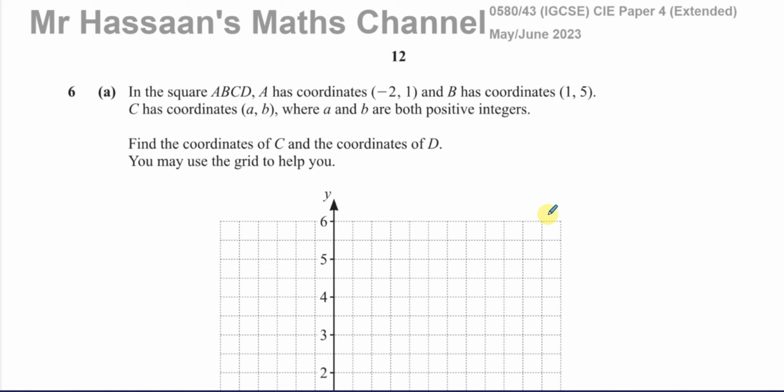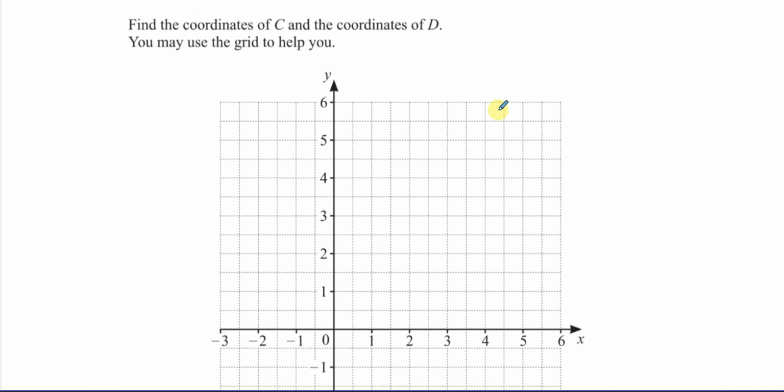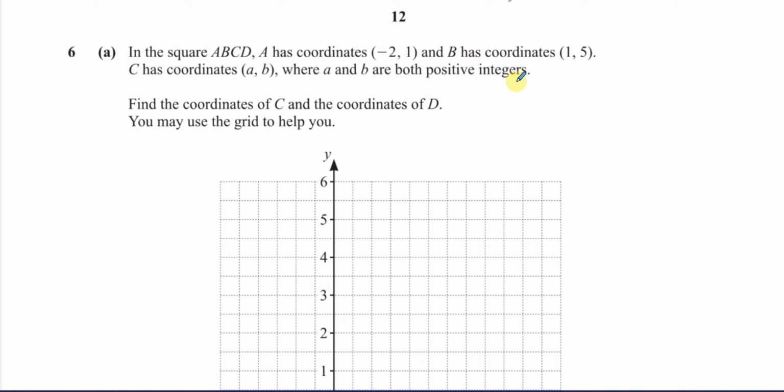I'm answering question number 6 from the May-June 2023 paper 4 variant 3. This question is 6a. We're told about a square ABCD where A has coordinates -2, 1 and B has coordinates 1, 5. C has coordinates A, B where A and B are both positive integers. Find the coordinates of C and the coordinates of D. You may use the grid to help you.